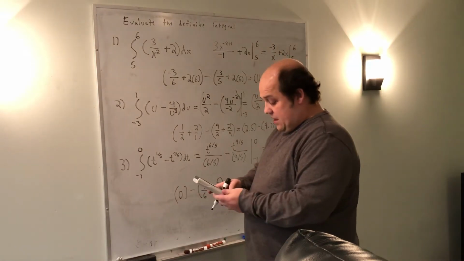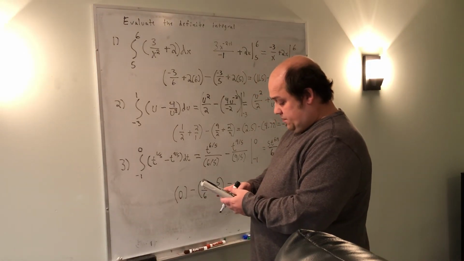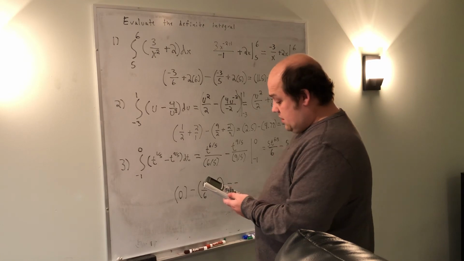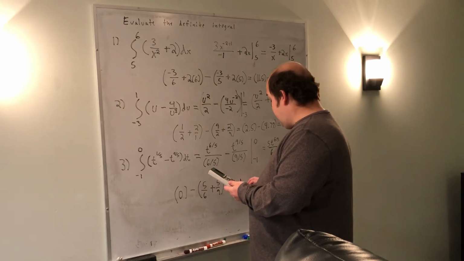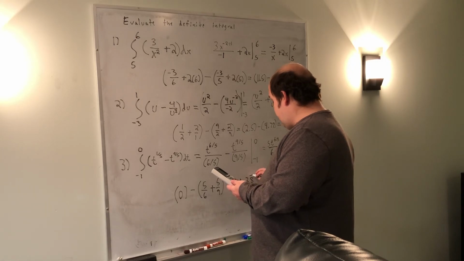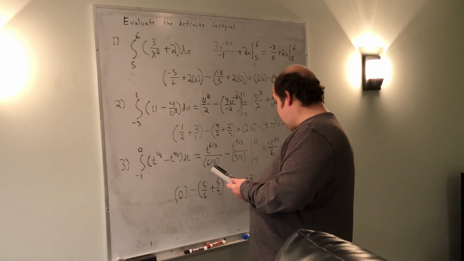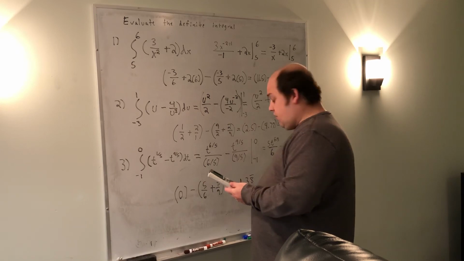If I put that in my calculator, 5/6 plus 5/9, it gives me 1.38 repeating. So negative 1.38 repeating, or negative 1.389 if I had to go to 3 decimals.